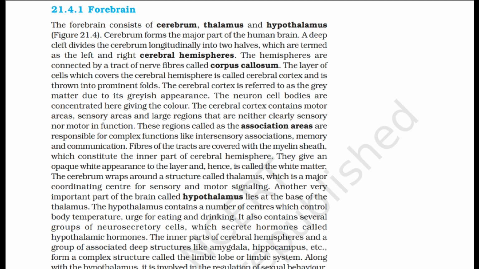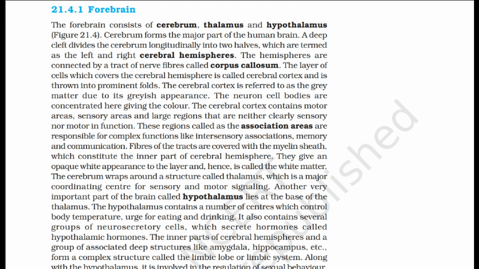Fibers of the tracts are covered with the myelin sheath, which constitute the inner part of the cerebral hemisphere. They give an opaque white appearance to the layer and, hence, it is called the white matter. The cerebrum wraps around a structure called the thalamus, which is a major coordinating center for sensory and motor signaling. Another very important part of the brain, called the hypothalamus, lies at the base of the thalamus.